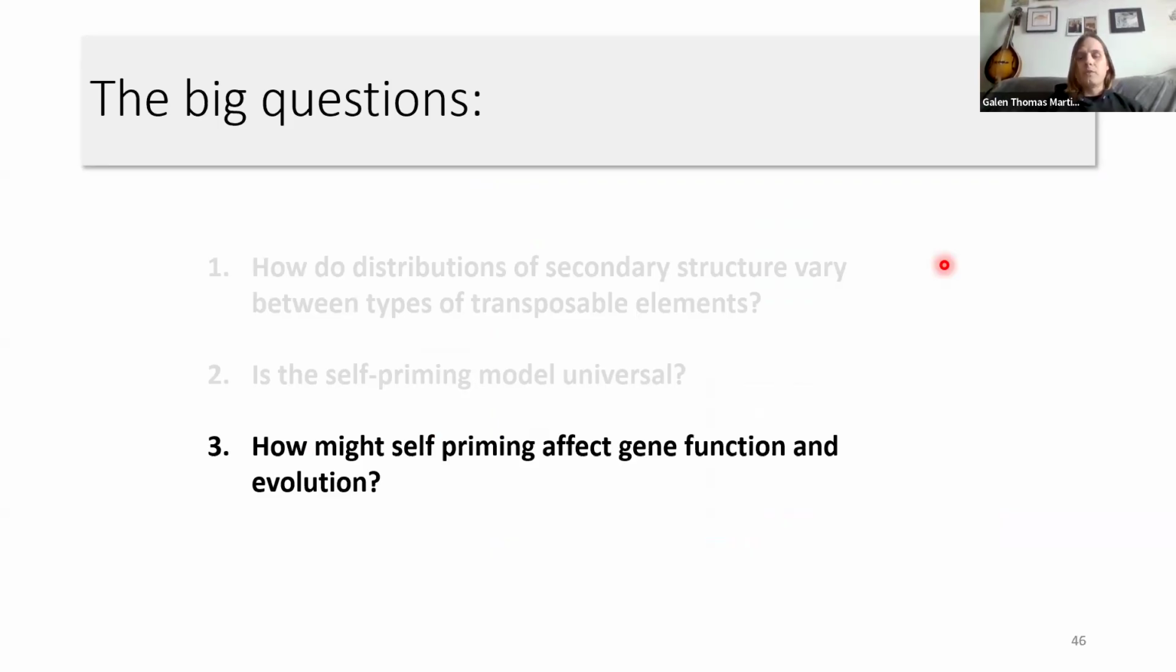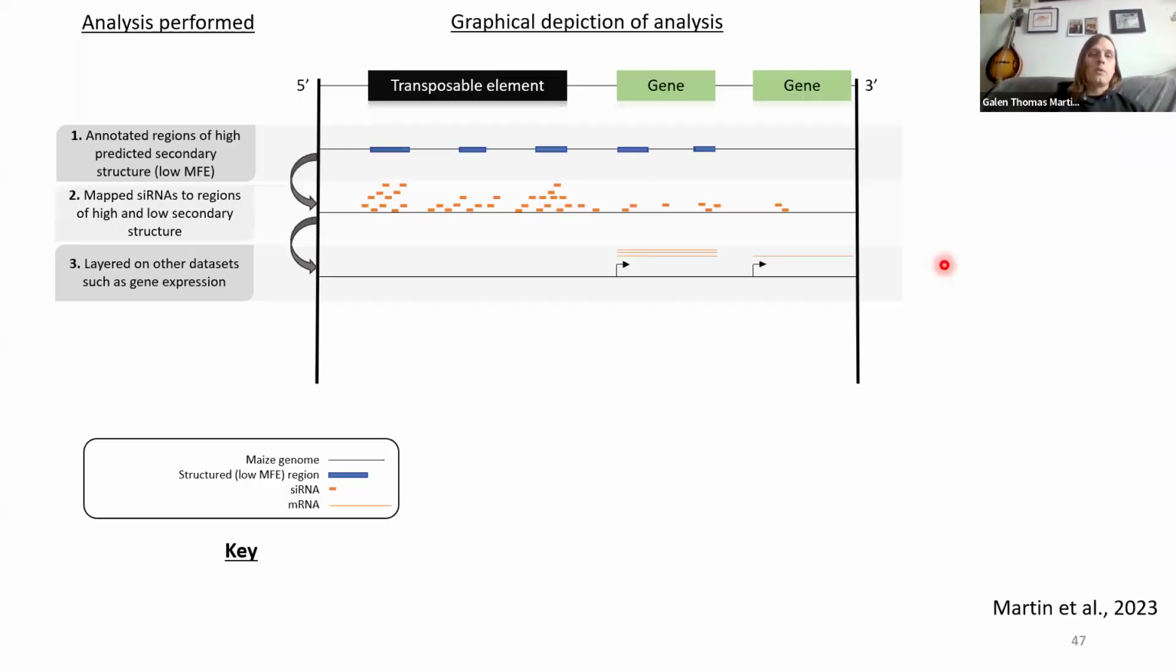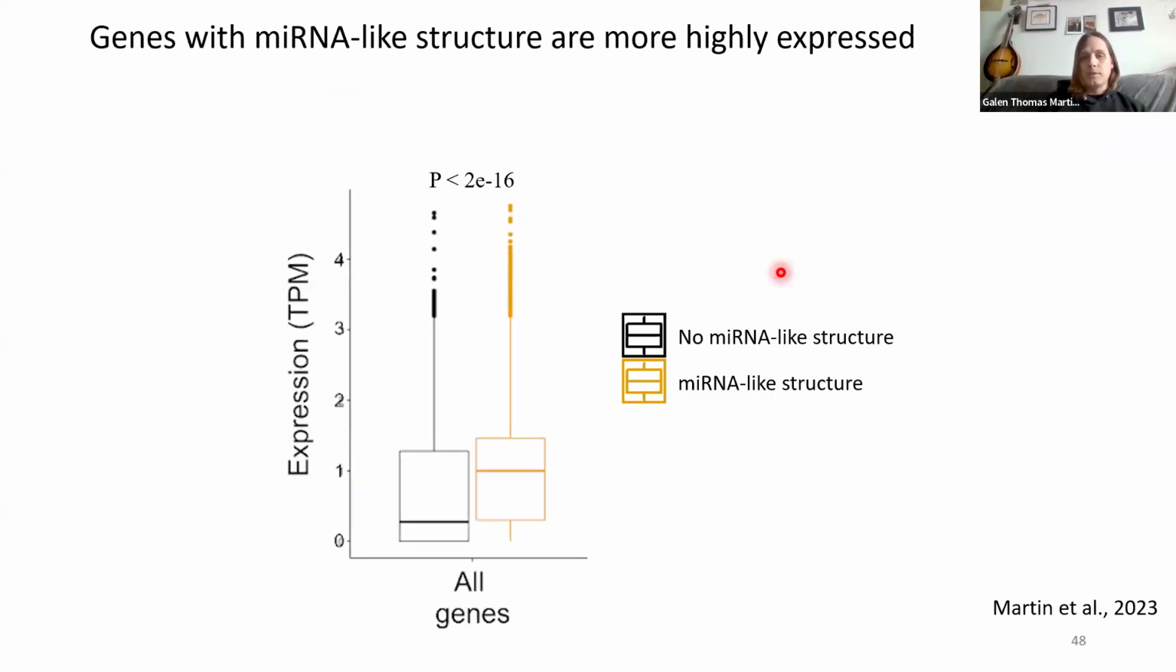So obviously, it was interesting to us that we find this pattern in genes. So we wanted to know how this might actually affect the genes. Obviously, our initial hypothesis is that this is a way that transposable elements are identified and separated from genes and subsequently silenced. So we wanted to see what happens to genes whenever they have these highly structured regions within them. So then we looked at expression of genes with structure and without these microRNA-like regions to see how expression differed between them.